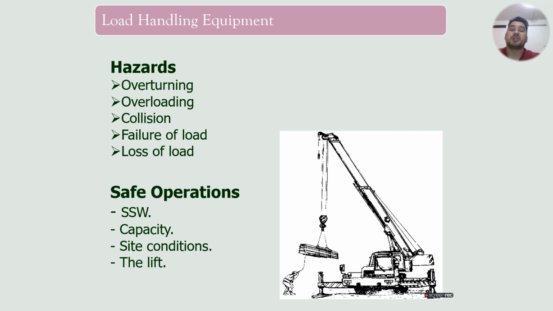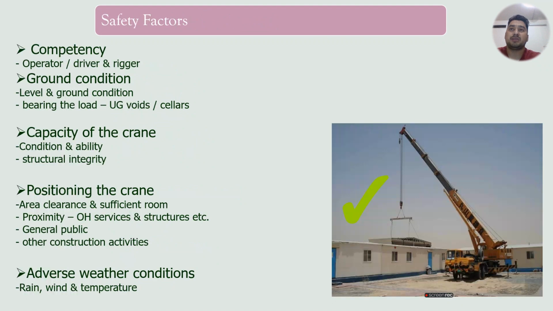And what is the safe operation? For the safe operation, first of all, you need a safe system of work, which requires planning also. Second, the capacity. The third one is the site conditions. The fourth one is the lift. And there are some other requirements also. You have to check the environment also. You have to do the physical inspection of your lifting equipment, and the crane should be certified by a third party and so on. So there are so many requirements related to the safe operation of cranes.